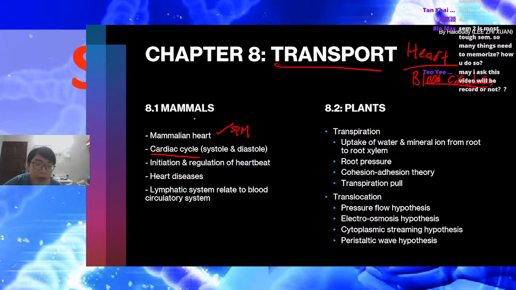Okay, so mammalian heart. So the first topic is structure of mammalian heart. Then the second topic ini new lah, cardiac cycle. Yang ni penting, kebanyakan pelajar akan confuse one. Cardiac cycle is the contraction and relaxation of the heart that can transport the blood within the heart.